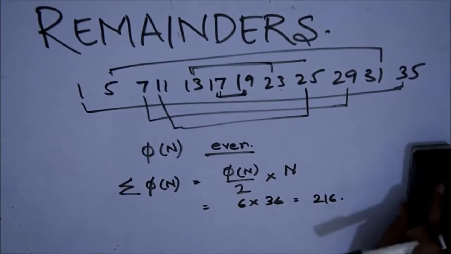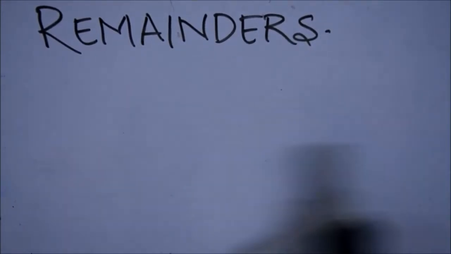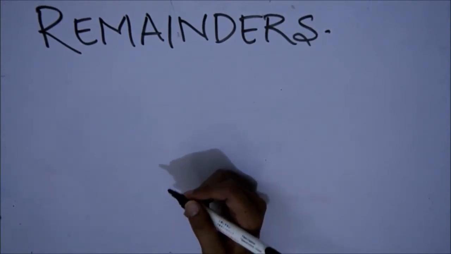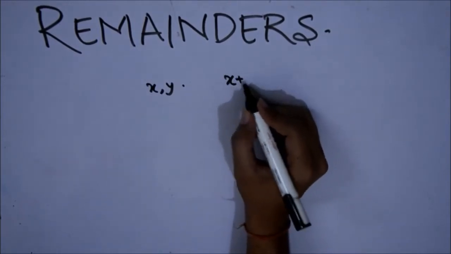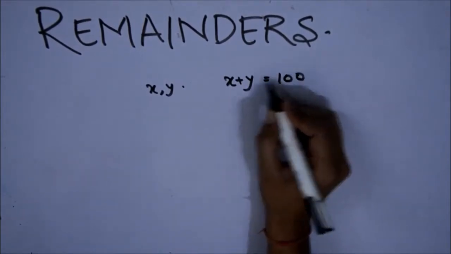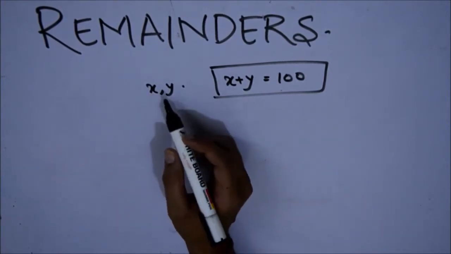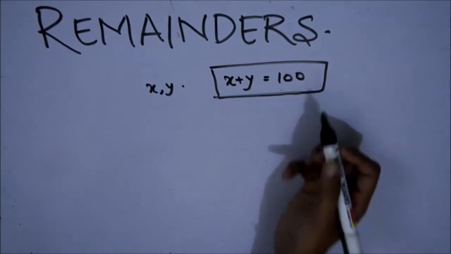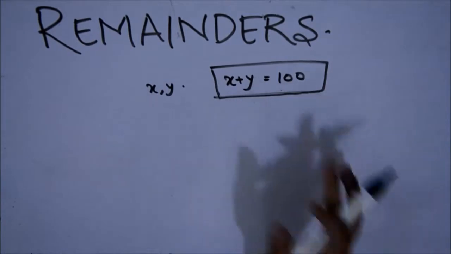Now this concept can be used in solving questions. Like, let's take an example. How many pairs of co-prime numbers x and y exist such that x plus y is equal to 100? Since x and y are co-prime, they are also co-prime to 100. That's what we have to realize.